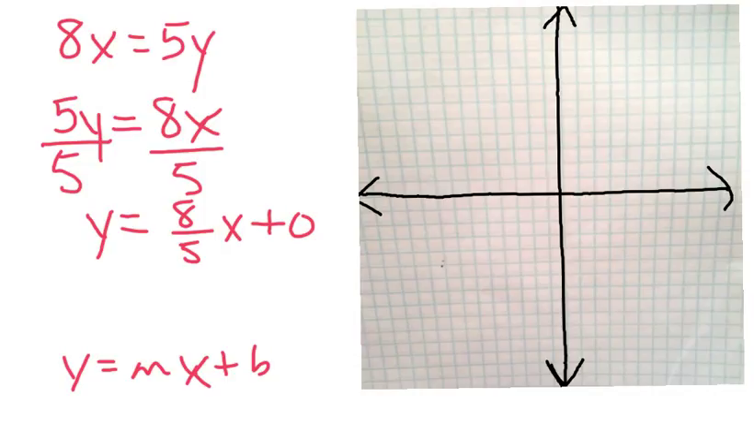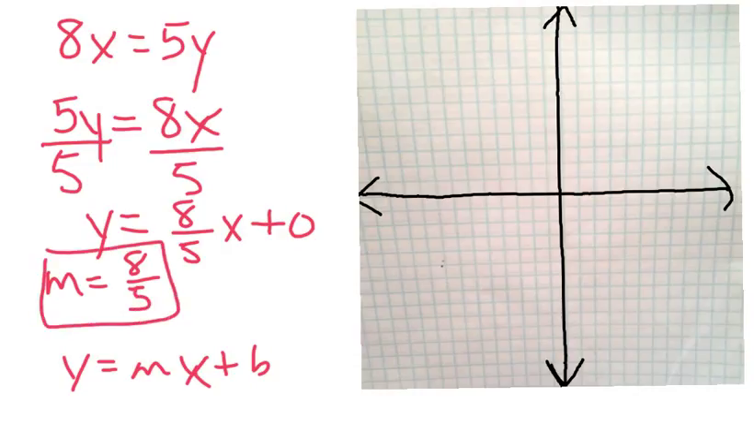Now, is it in y equals mx plus b form? Yes. So what is the slope? The slope is 8/5, and this one it's already written as a fraction, which is nice. What is the b, or the y-intercept? The b is 0. So, to graph it, I'm always going to start at the b, and graph the point where it crosses the y-axis, which is at 0, just like our last one was.